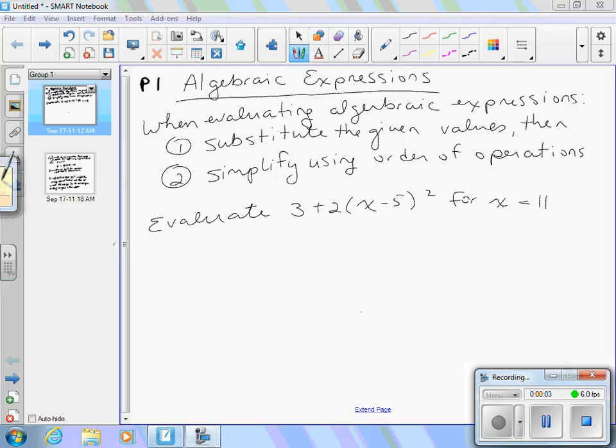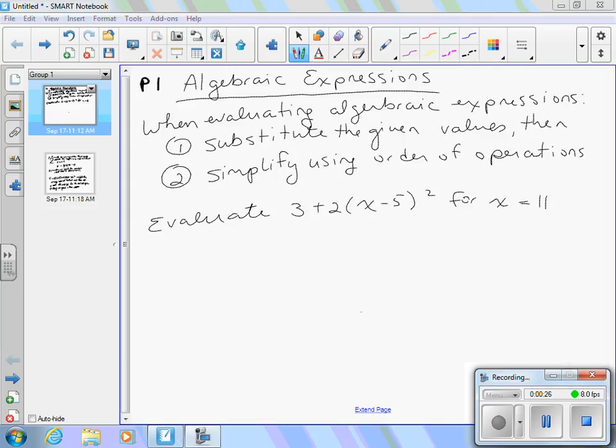Okay, this is a short lesson on evaluating algebraic expressions from section P1 in your textbook. When you're evaluating algebraic expressions, there are two steps to follow. The first one is substitute any of the values that you've been given, and then the second step is to simplify using the order of operations that you've already practiced.